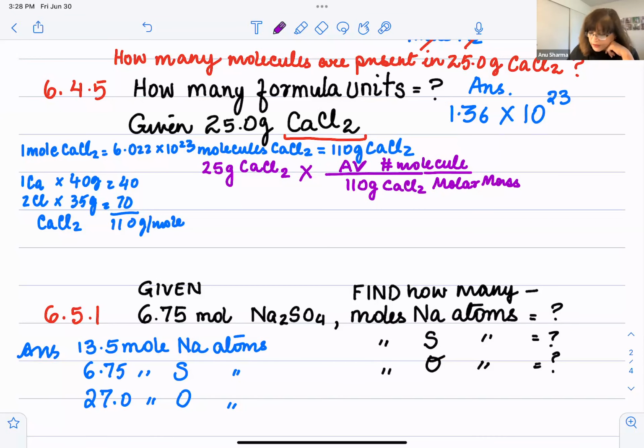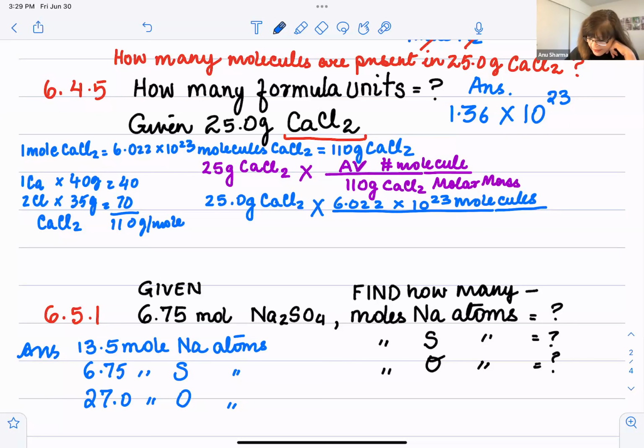So let's do it. 24.0 grams of calcium chloride, multiply by Avogadro's number, 6.022 times 10 to the power 23 molecules. Because the question is asking how many molecules, that is why you bring the Avogadro's number. It is present in 110 grams of calcium chloride, and this is molecules of calcium chloride. So this way, you have gotten rid of the grams of calcium chloride and you're just left with the molecules of calcium chloride. The rest is the math.